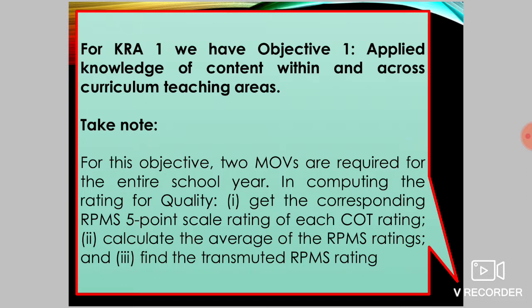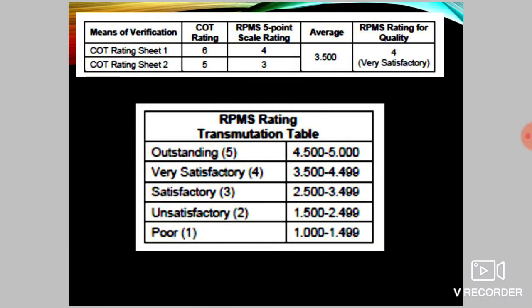RPMS rating. For instance, we have COT 1 and you get 6 for objective 1 only. And for COT 2, you have 5 for objective 1. Using the RPMS 5-point scale, yung 6 magiging 4 and yung 5 is equivalent to 3. Then add 4 plus 3, that's 7. Divide by 2, that's 3.5.